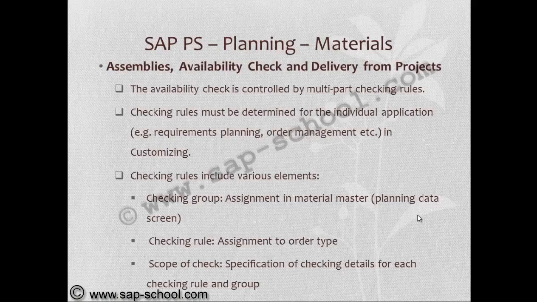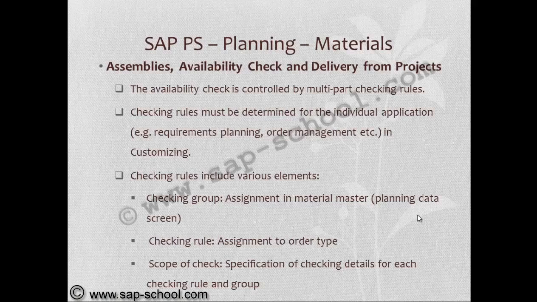Now the next topic is availability check and delivery. The availability check is controlled by multi-part checking rules. Checking rules must be determined for the individual application in customizing. Checking rules include various elements like checking group, checking rule, and scope of check.